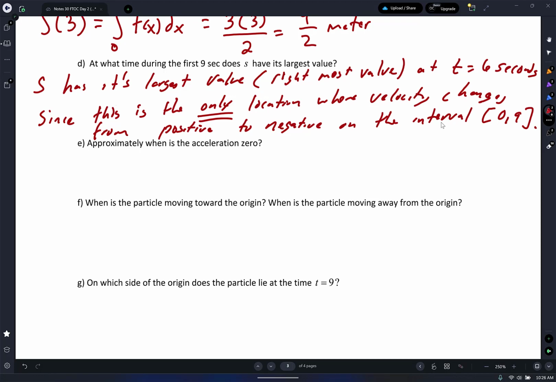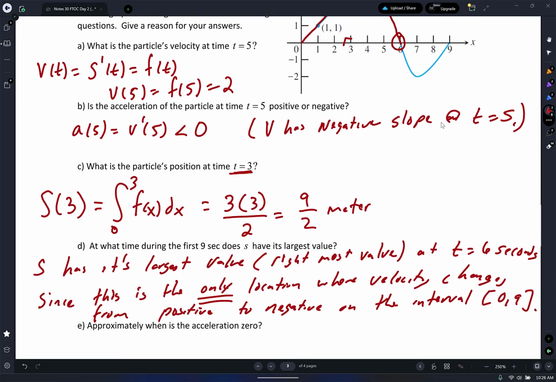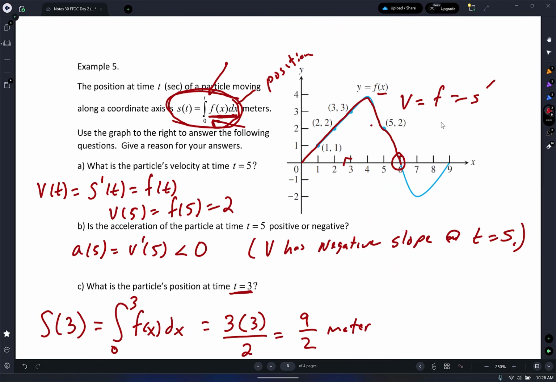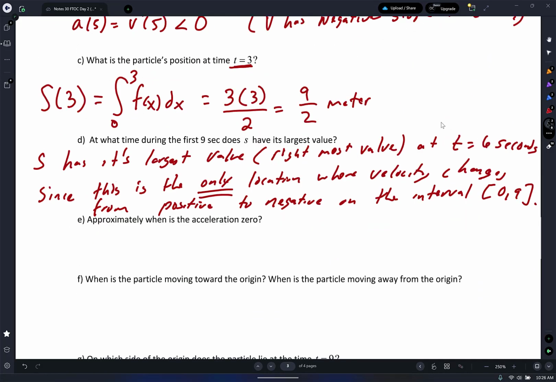Approximately, when is the acceleration 0? This is velocity. I know acceleration from velocity. I've got to take the derivative. So I look for where I have horizontal tangents. Where do I have horizontal tangents? It looks like right at 4, and it looks again right at 7. So that's what I'm going to say.